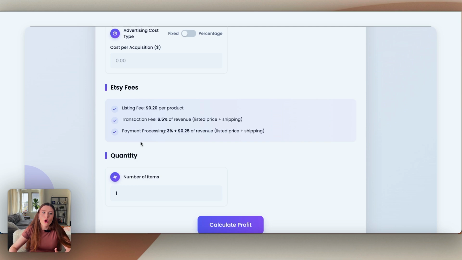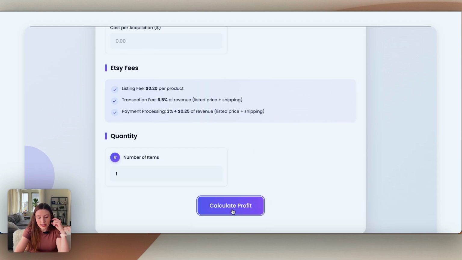If you have your own website, you would also have to pay some sort of payment processing. Sometimes these fees go down or could go up depending on how you have it set up, but this is pretty standard for the industry. So you don't actually have to change anything on the Etsy fees. Once I have all that inputted the way that I like, I can just hit calculate profit.